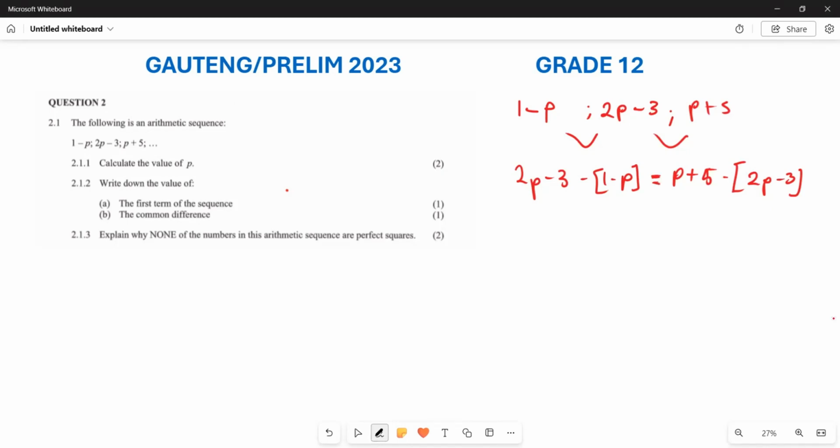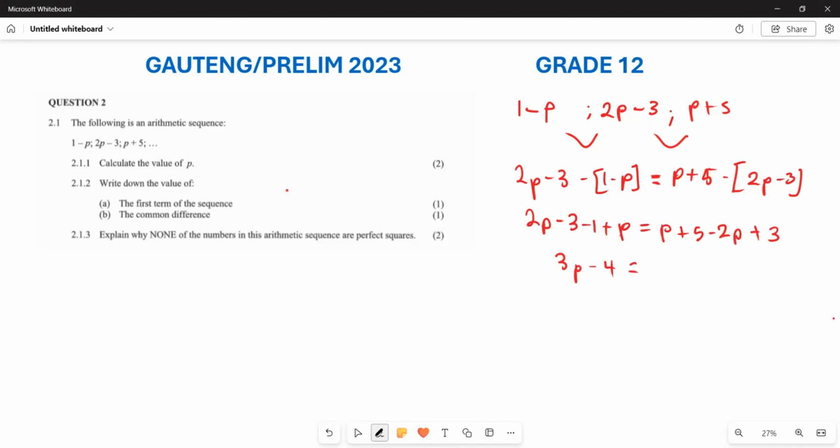Now, when you're calculating the value of p, this is going to be 2p subtract 3, subtract 1, plus p, is equal to p plus 5, subtract 2p, plus 3. Then you are going to group your like terms. 2p plus p is the same as 3p, subtract 4, negative 1 and negative 3.